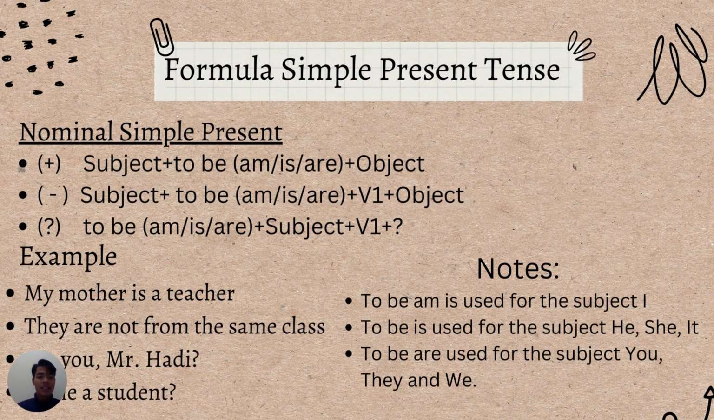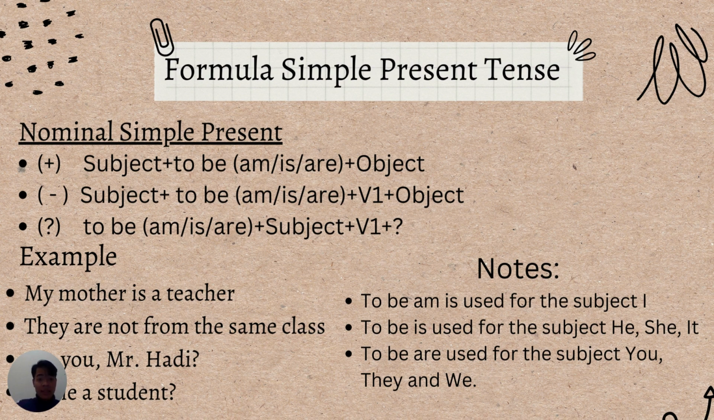How about nominal simple present tense? This is just different: it uses to be, am, is, are. For example, my mother is a teacher. They are not from the same class. Are you Mr. Harry? It is a student.